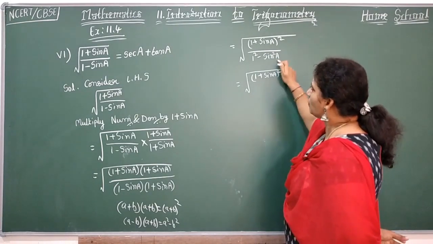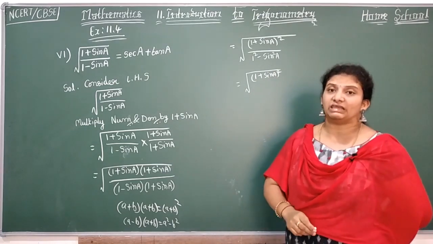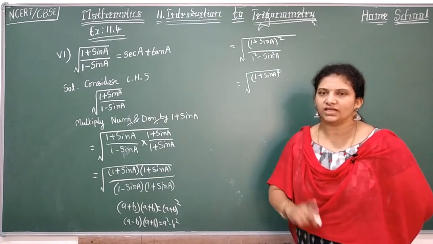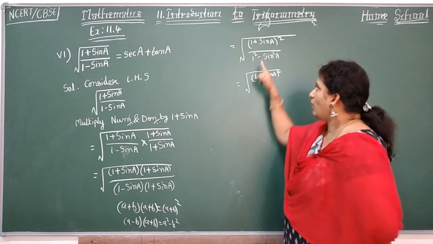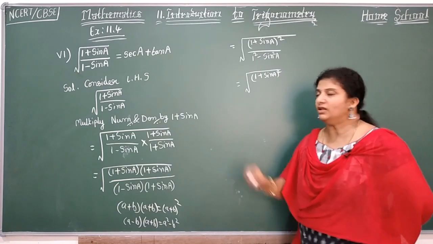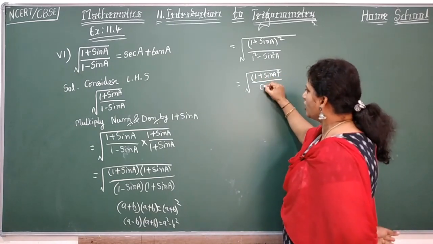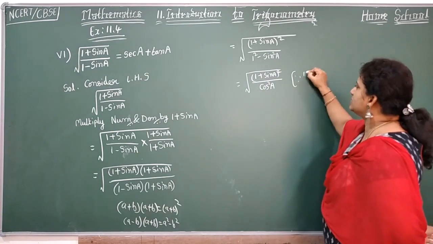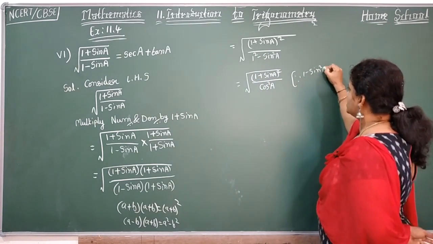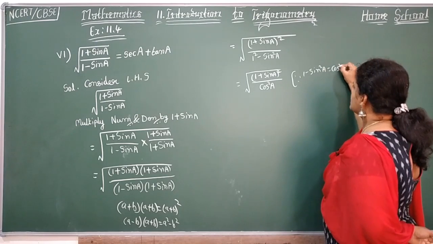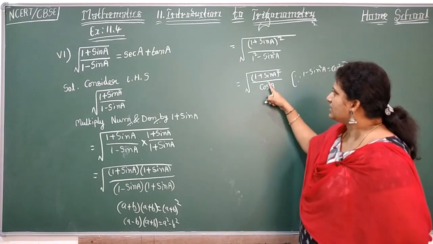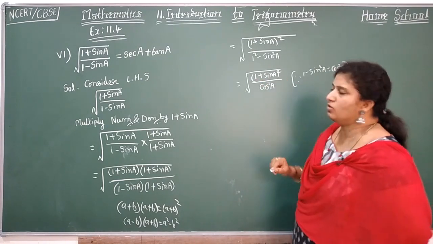Again, I can see 1 minus sin square theta. You can remember the identity: sin square theta plus cos square theta is equal to 1. Then what is 1 minus sin square, children? It will be cos square A. You should remember all this. Since 1 minus sin square A is equal to cos square A. Okay. Now, this also has cos square and this also whole square.